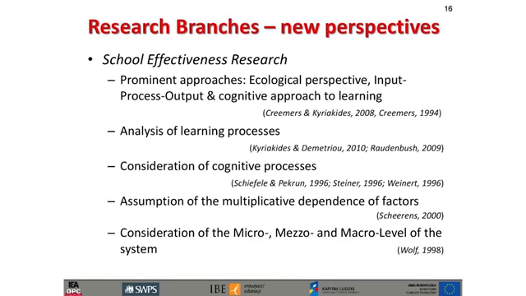So the prominent approaches in recent studies on school effectiveness are the ecological perspective, input, process, output, and cognitive approach to learning. And the aim is to analyze learning processes, to consider cognitive processes, and also the underlying assumption is that these factors, school factors, are dependent on each other and influencing each other. An important contribution of the ecological perspective is also the consideration of this micro, meso, and macro level of the system.